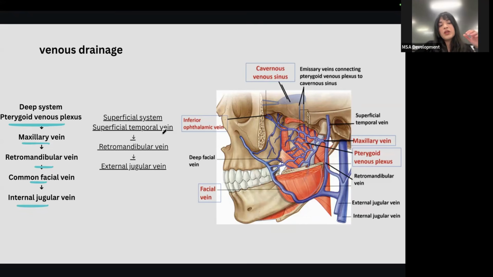Superficial system, you have the superficial temporal vein. It's coming from the superficial areas. It's going to go join the retromandibular vein, and then it's going to go join the external jugular vein. So basically what this means to say is that the common ground between the deep system and the superficial system is the retromandibular vein. So that's what's important, I guess. Okay.